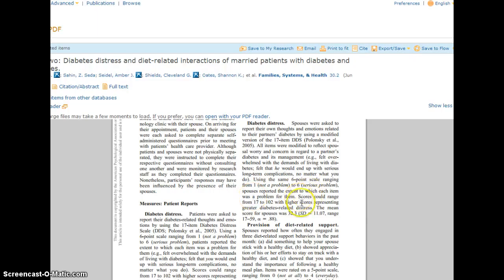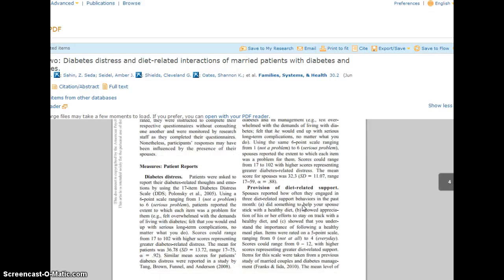Here it says where the scores can range from. And this is what we were talking about, that we're going to sum up all those items. And here we have our mean, standard deviation, and range for a particular area.